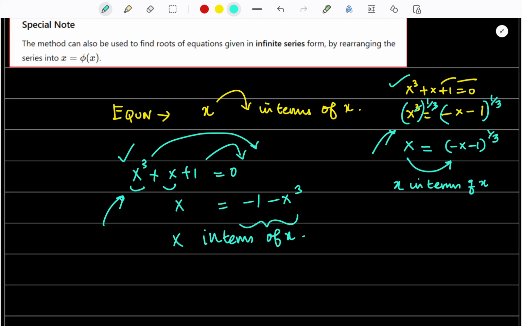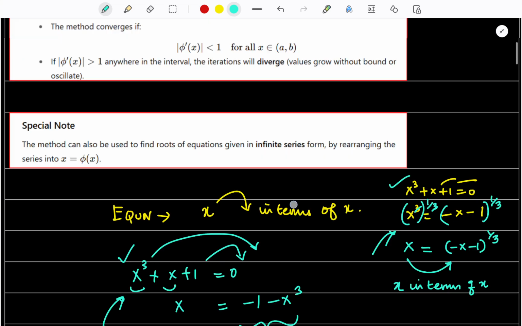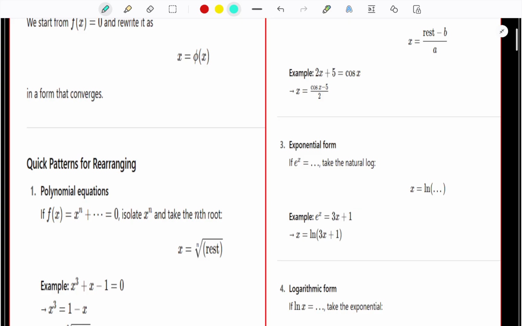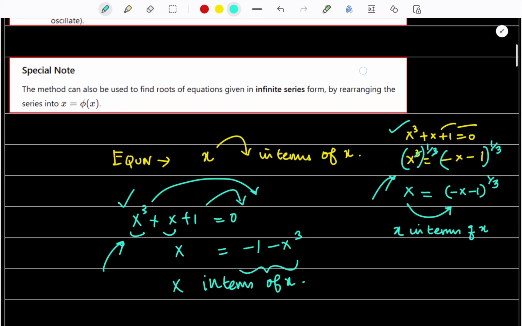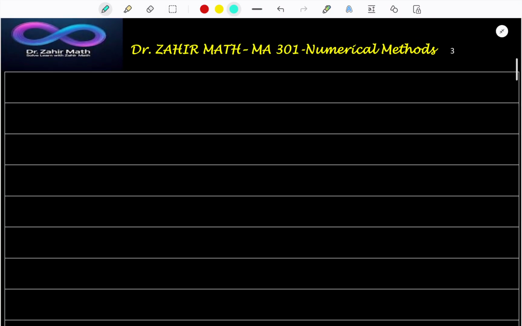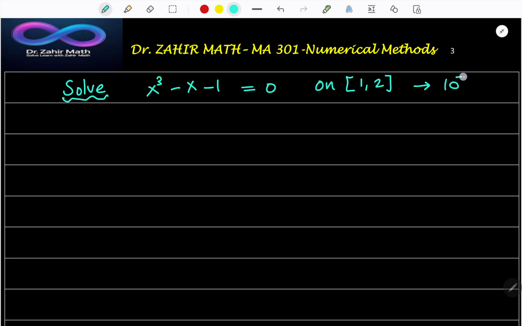So let me start the question. Step by step I will tell you. Then I will explain the whole paragraph, because if I explain this paragraph now, you will not understand anything. So let me start the question and after that I will explain this table. Okay, what is the question? The question is: solve x cube minus x minus 1 equal to 0 on the interval 1 comma 2, and the decimal places is 10 power minus 2. Now I'm going to write x in terms of x. Yes, let us start the solution.